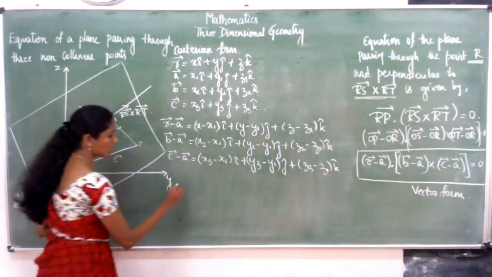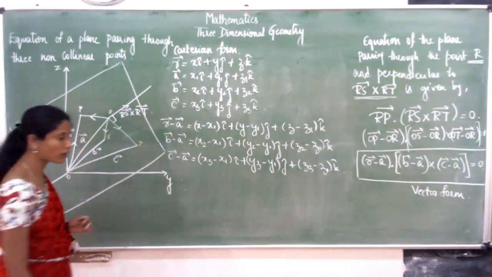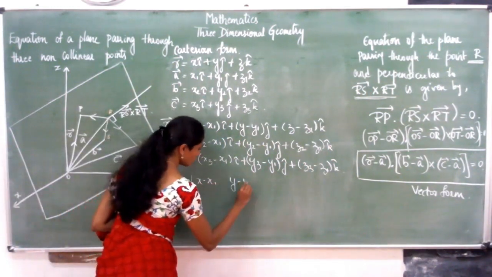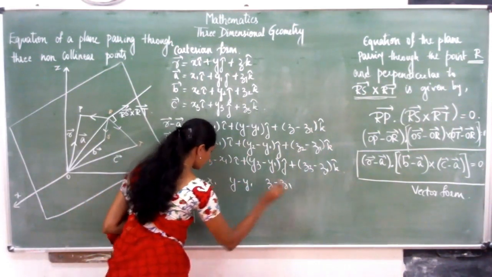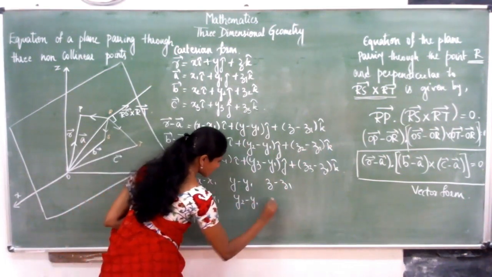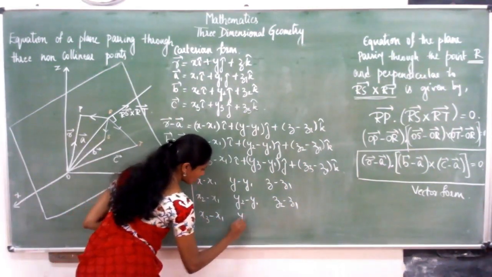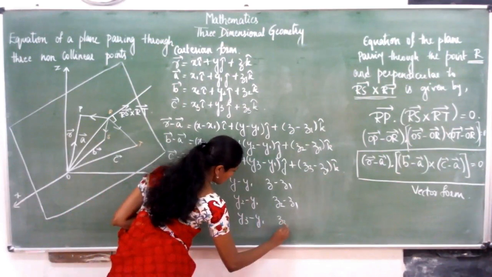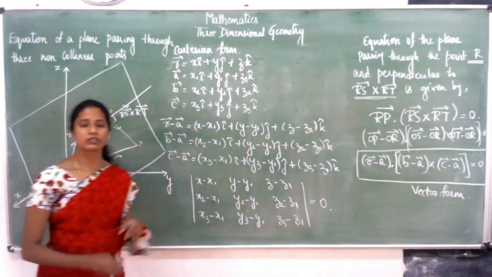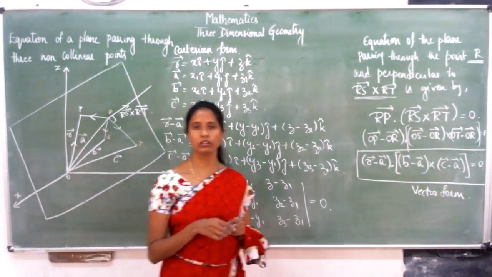Okay, therefore the Cartesian form for the equation of the plane passing through three non-collinear points will be given by the determinant of x minus x1, y minus y1, z minus z1 in the first row; in the second row, x2 minus x1, y2 minus y1, z2 minus z1; and x3 minus x1, y3 minus y1, and z3 minus z1 in your third row, which is equal to 0. So this is the Cartesian form of the equation of the plane passing through three non-collinear points.